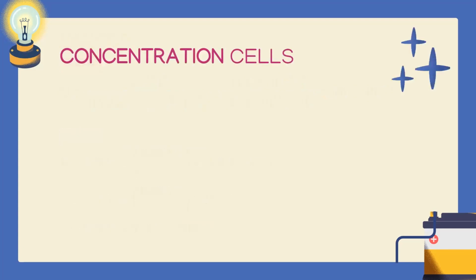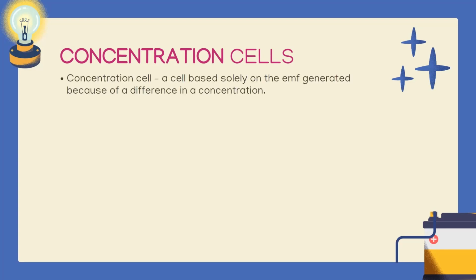Now, moving on, in the voltaic cells we have looked at thus far, the reactive species at the anode has been different from the reactive species at the cathode. However, cell EMF can also depend on the concentration, and so a voltaic cell can be constructed using the same species in both half cells as long as the concentrations are different. A cell based solely on the EMF generated because of difference in concentration is called the concentration cell.